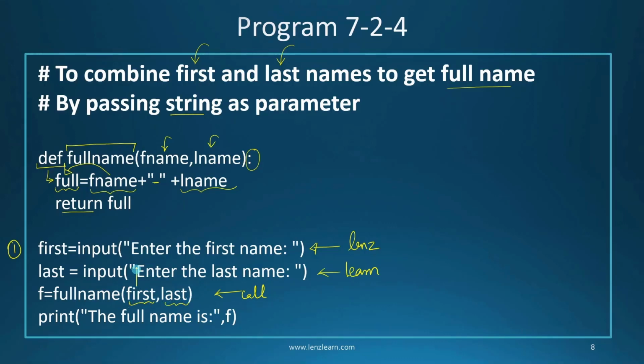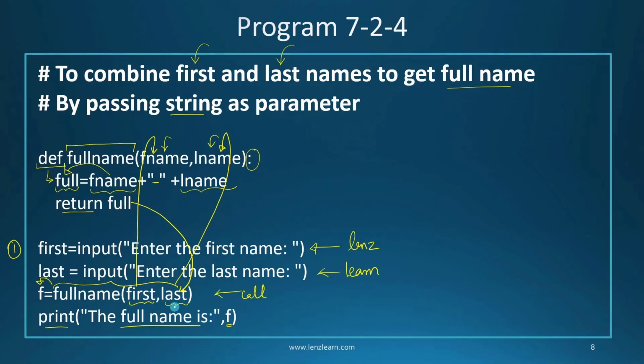The value of first will be sent to fname and the value of last will be sent to lname, right? And inside the function, we will combine lens space learn, and that will be stored into variable full. So now the value of full will be returned to the function call. This entire function call will now evaluate to lens space learn, and that will be copied into variable f, and in the last statement I will print the full name is the value of f.